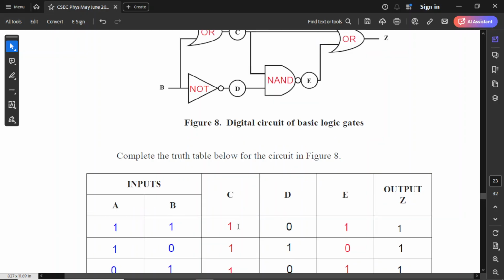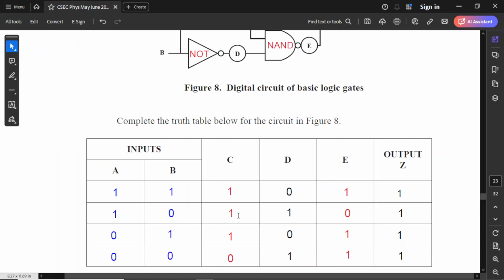It will always be off when both of them are on, right? So if C is on and D is off, then E will be on. But notice this now: when both of them are on, it's going to be 0, which is off. That means the only time the NAND gate is off is when both of them are on. So AND means both. When one input and the other are on, the output should always be off. It is a NOT AND. So just remember that.